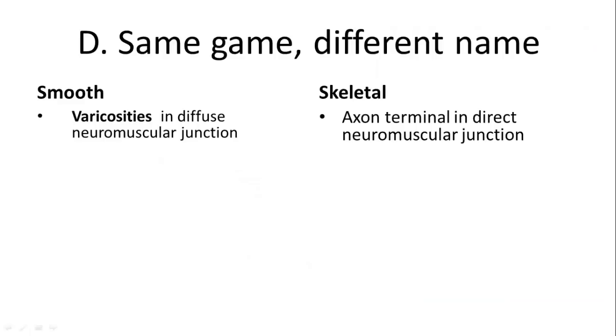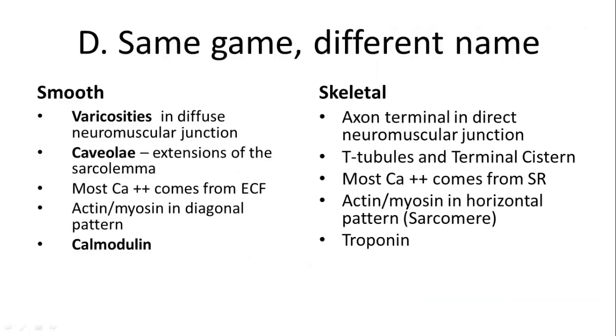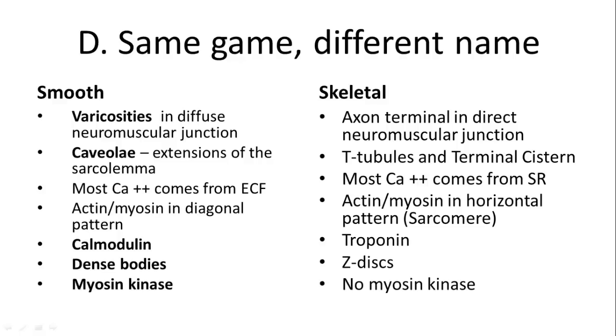So again, these are the same sort of process as skeletal muscle, just the players are different. They have varicosities instead of an axon terminal, caveolae instead of T-tubules. Most of the calcium comes from the sarcoplasmic reticulum in skeletal muscle and the extracellular fluid in smooth muscle. Actin and myosin is in a diagonal rather than horizontal pattern. They have calmodulin instead of troponin, dense bodies instead of Z discs, and myosin kinase to activate those myosin heads. All right, and that's it for our muscles.